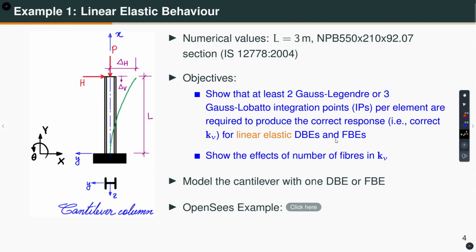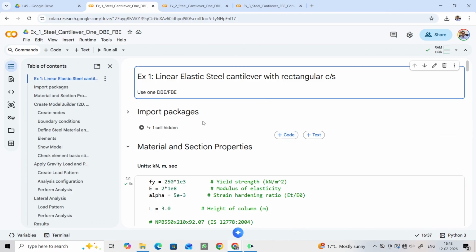For the time being, we will model the cantilever with one displacement based element or one force based element. So, with that, let us look into the OpenSees example. So, here is the example. The import packages part is hidden.